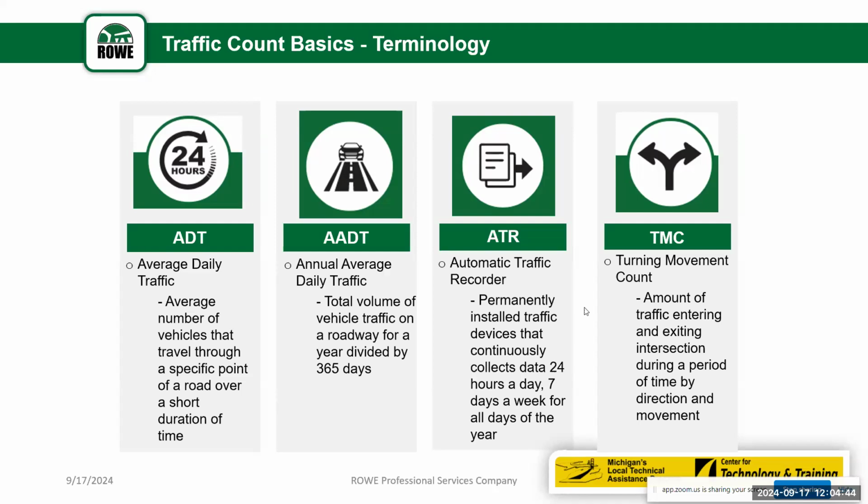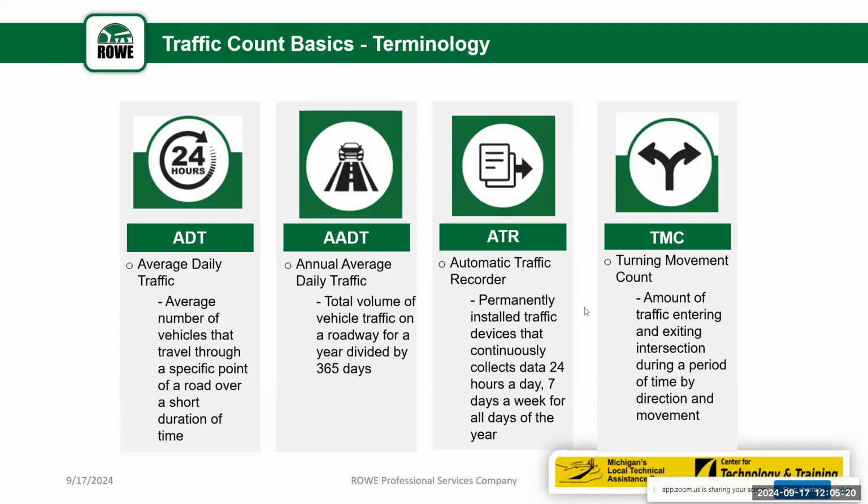Your AADT is annual average daily traffic. That's your total volume of vehicle traffic on a roadway for a year divided by 365 days. So that's a lot of what you'll see on MDOT's website for traffic counts. They'll have that as your AADT. ATR is an automatic traffic recorder. These are permanently installed in the roadway or alongside the road and collect data continuously, 24 hours a day, 7 days a week, for all days of the year.